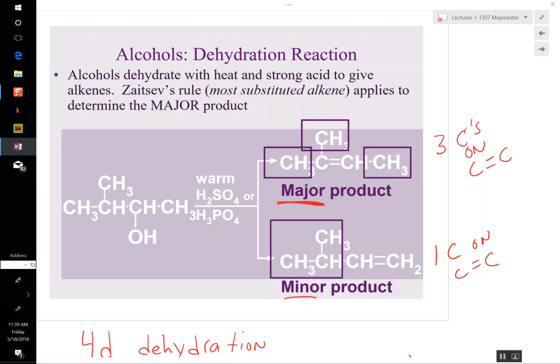Why is this the major product? Because it has more carbons attached to the two carbons with the double bond. That's why that's the major product. And that's Zaitsev's rule. Zaitsev's rule says you're going to get the most substituted alkene. Most substituted. This has 3 substituents on it. These are not substituents. Those are just hydrogens. This one only has 1 substituent on it. So that's the major product.